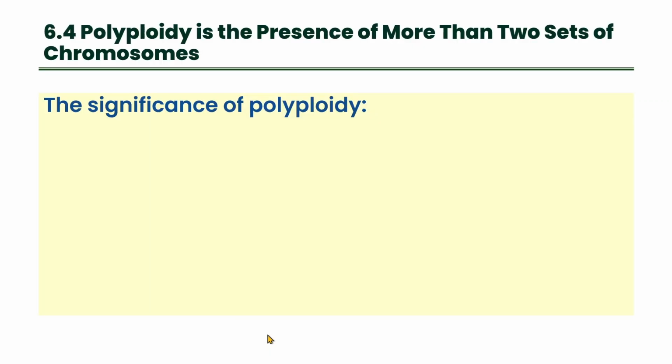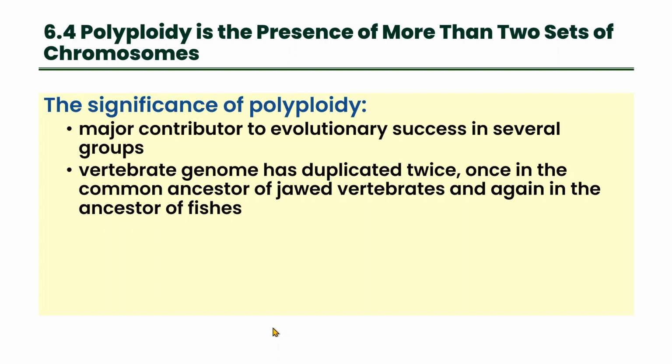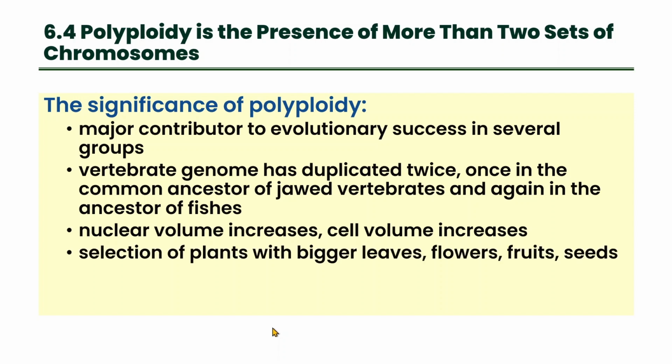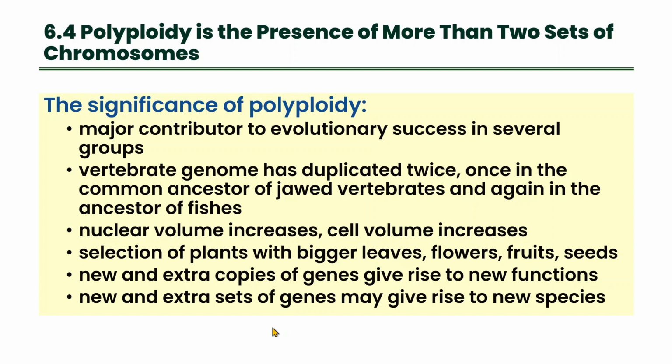So, the significance of polyploidy. Polyploidy is a major contributor to evolutionary success in several groups. The vertebrate genome has duplicated twice, once in the common ancestor of jawed vertebrates and again in the ancestor of fish. Nuclear volume increases, thus cell volume increases. Plants with bigger leaves, roots, flowers, and seeds are selected, and new and extra copies of genes give rise to new functions. New and extra sets of genes may give rise to new species.